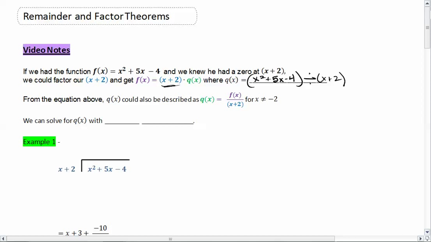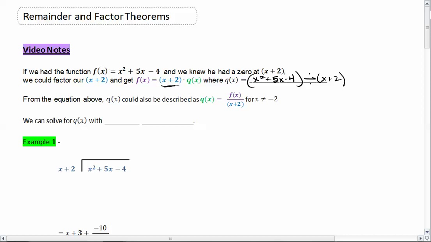So if we want to divide by x plus 2 to find out what else we had left in that equation, maybe where we have other zeros, that's what we would get. We would get x squared plus 5x minus 4 divided by x plus 2. So from the equation above, q of x could also be described as q of x equals f of x, just our generic f of x divided by x plus 2. And obviously we can't have x equal to negative 2 because this would make our q of x undefined.